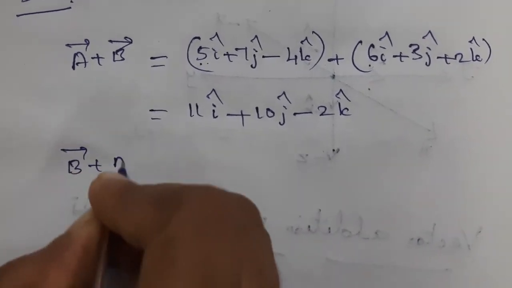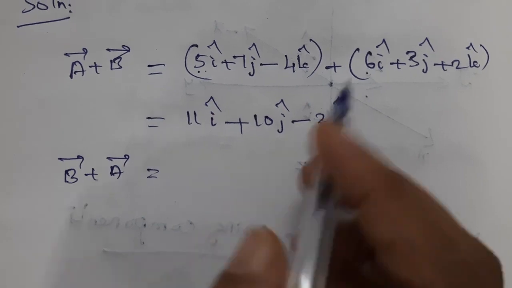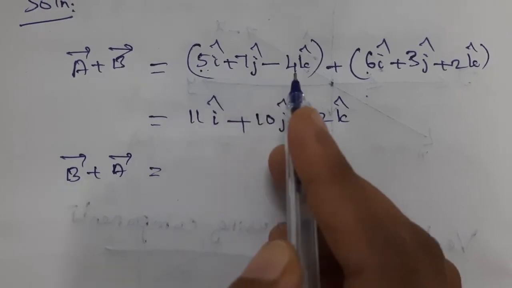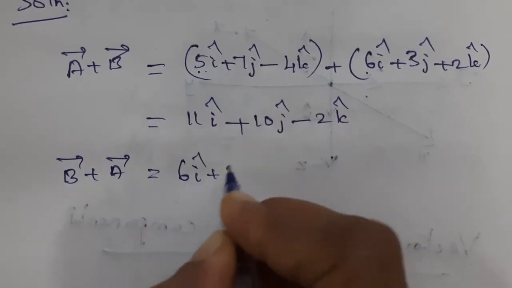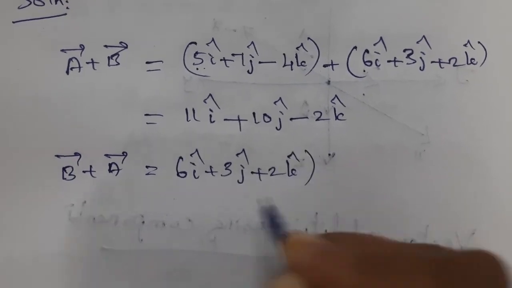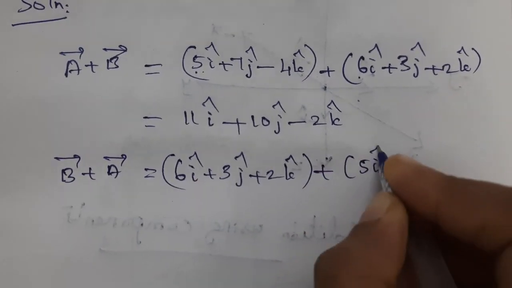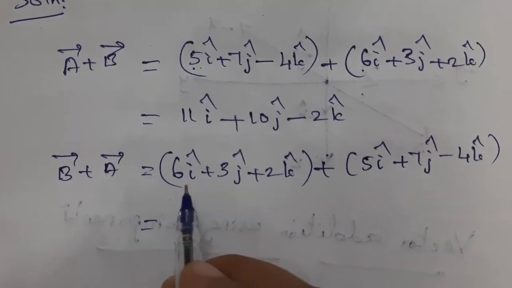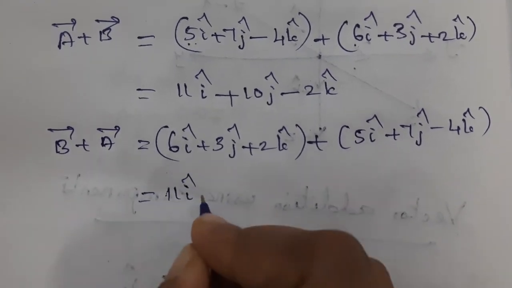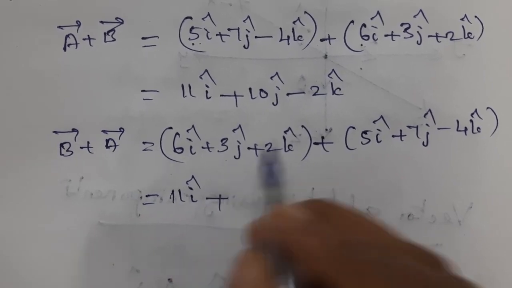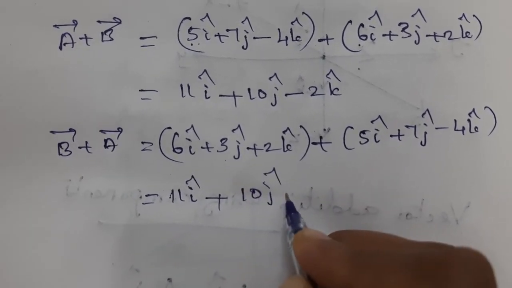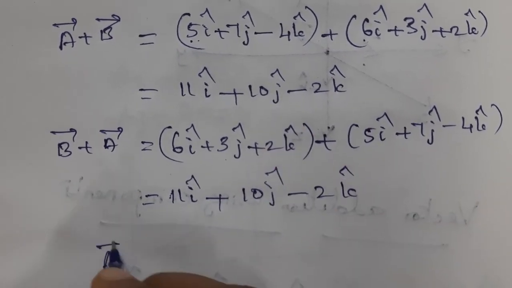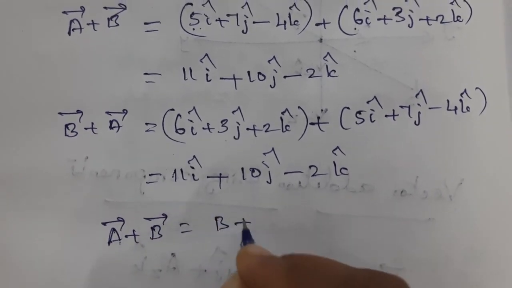Let's find B plus A, that is 6i cap plus 3j cap plus 2k cap plus 5i cap plus 7j cap minus 4k cap. Here also 6 plus 5, 11i cap, and 3 plus 7, 10j cap, 2 minus 4, minus 2k cap. So from this we can write A plus B equal to B plus A.